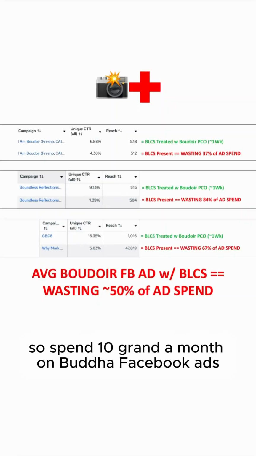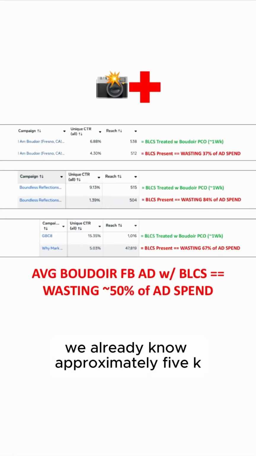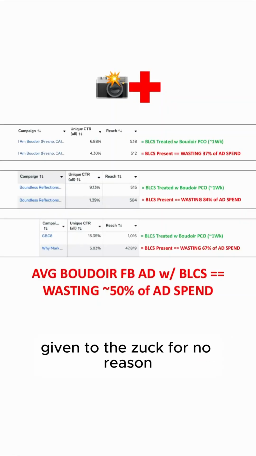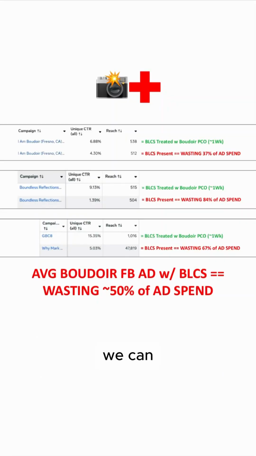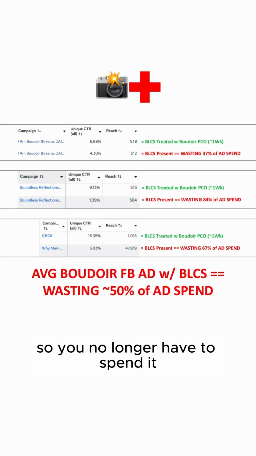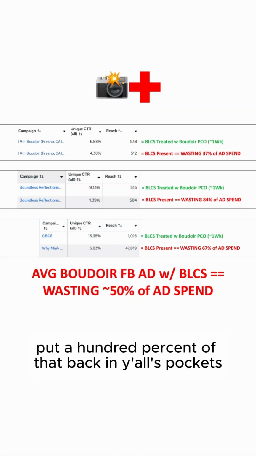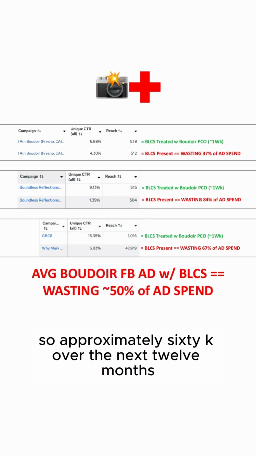So I spend 10 grand a month on Boudoir Facebook ads. We already know approximately 5K of that's being wasted, literally given to the Zuck for no reason. With Boudoir Pico, we can eliminate that waste, so you no longer have to spend it. Put 100% of that back in y'all's pockets, so approximately 60K over the next 12 months.